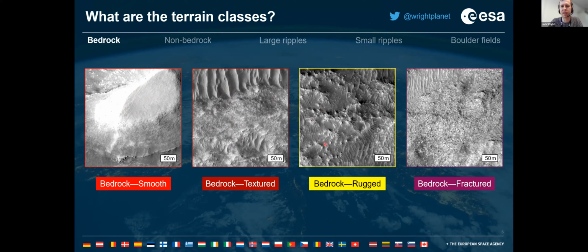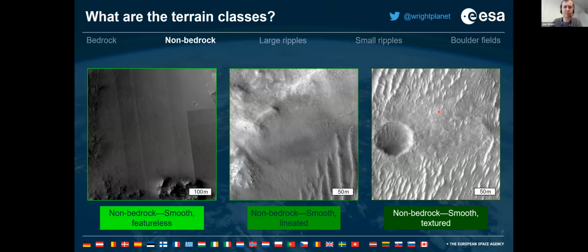And then here you can see in rugged bedrock this sort of really rugged material that's outcropping quite strongly from the surrounding ripples. And then fractured bedrock has a really identifiable pattern of polygonal fractures on its surface, and it's quite easy for the AI to identify.